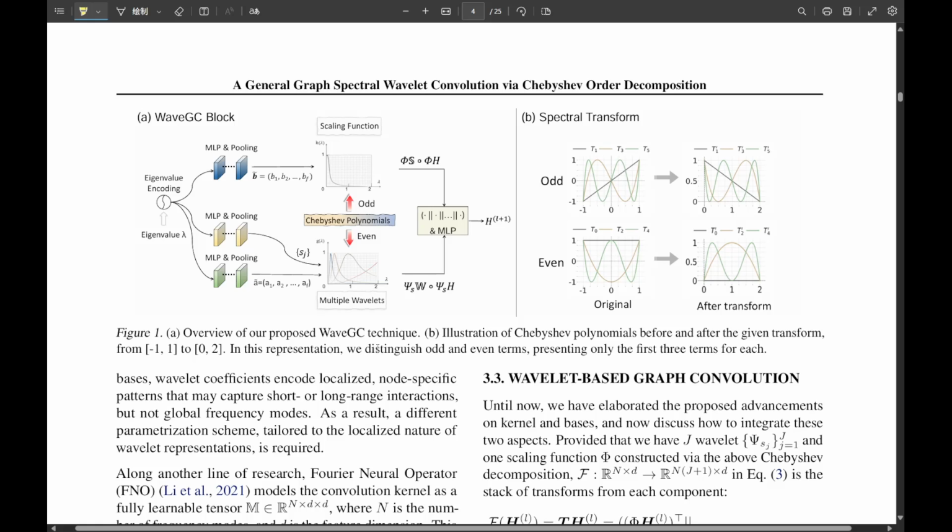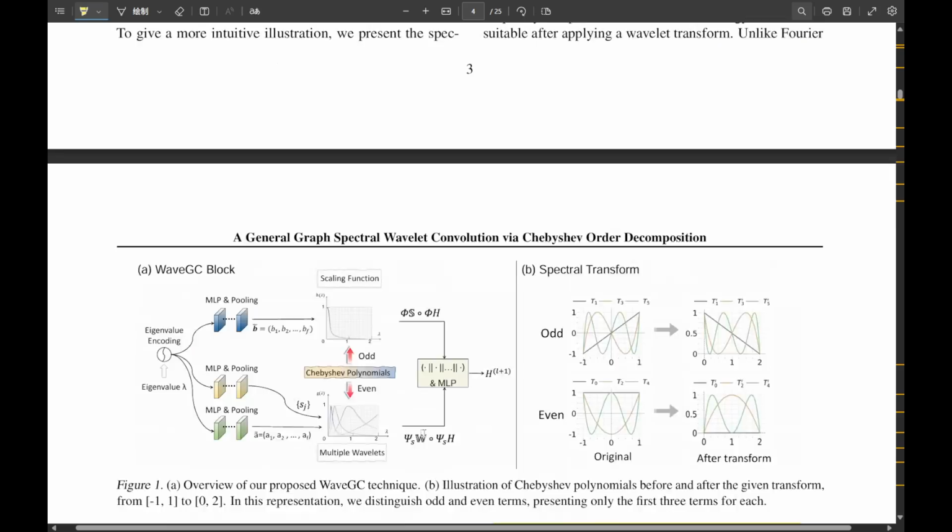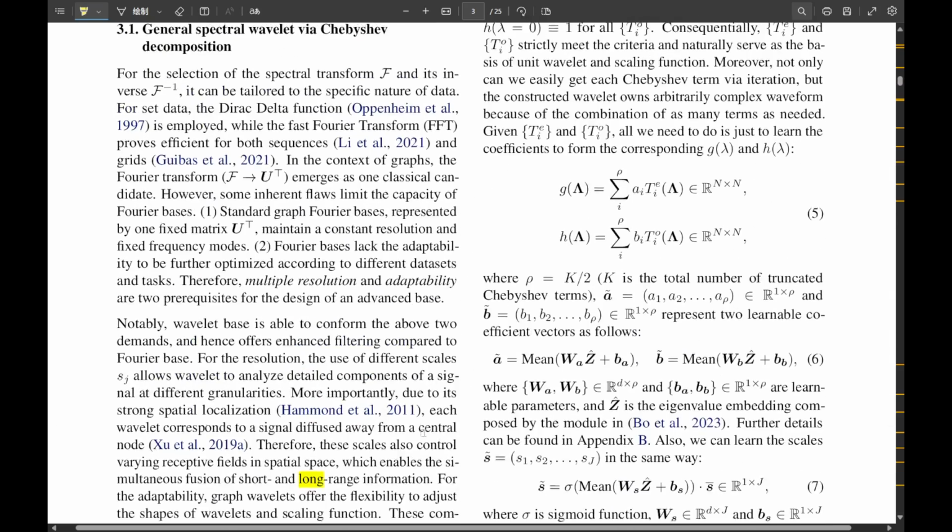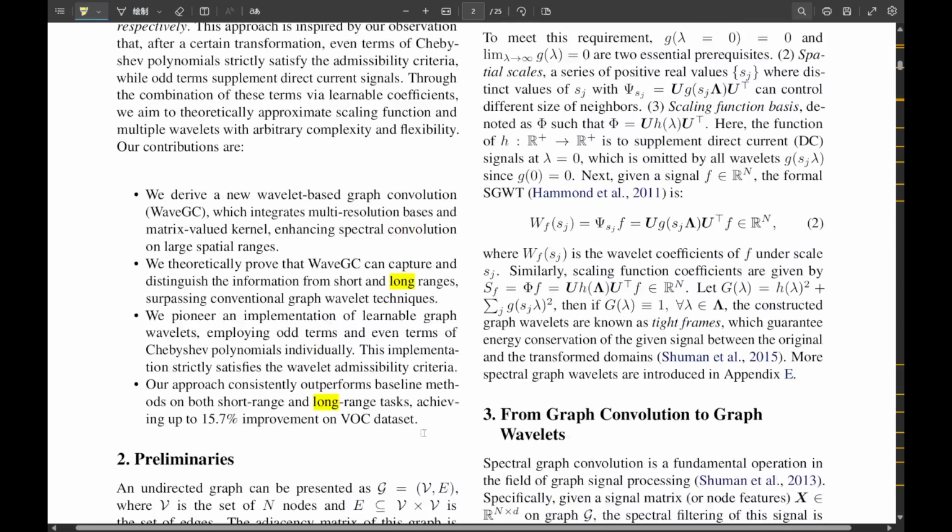Matrix-valued kernels. Okay. And second, this really clever method for actually constructing the wavelets, which involves, surprisingly, splitting Chebyshev polynomials into odd and even parts. Chebyshev polynomials. Yeah. Okay, we definitely need to break those down. But first, before we get deeper into WaveGC's genius, maybe let's quickly set the stage, just a refresher.